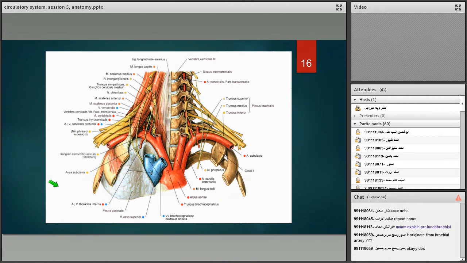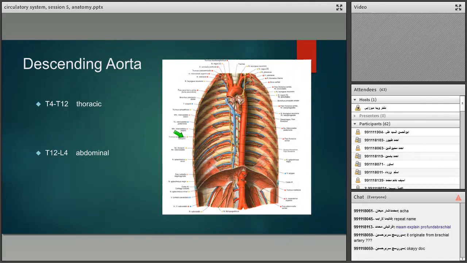Here also in slide number 16, we can see again the subclavian artery. Look at here, the subclavian in the right side and in the left side. The other artery which is branching from the aortic arch was the common carotid artery. The common carotid arteries on the right and left side are supplying the blood for brain and head. Listen please, these are the main arteries of brain and the head.